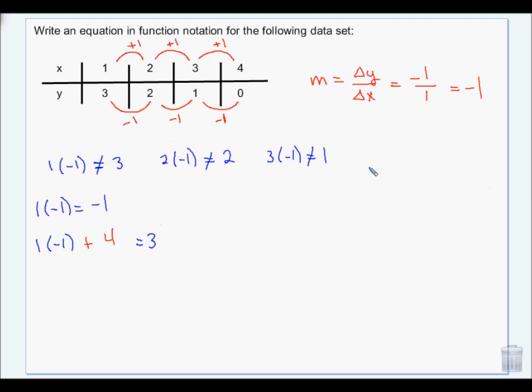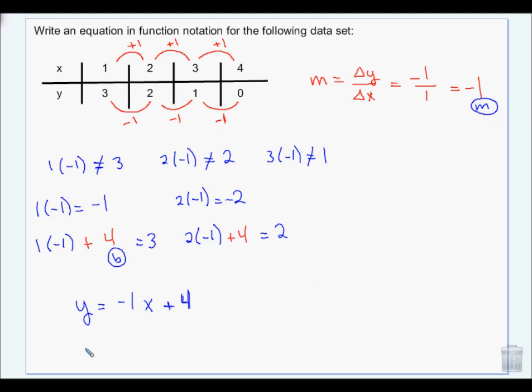And we'll double check it here. 2 times negative 1 equals negative 2. I want to add something to that so that I get positive 2. If I add 4, I get negative 2 plus 4, and that does equal 2. So it works. So my equation becomes y equals negative 1x plus 4, because this is m and this is b.